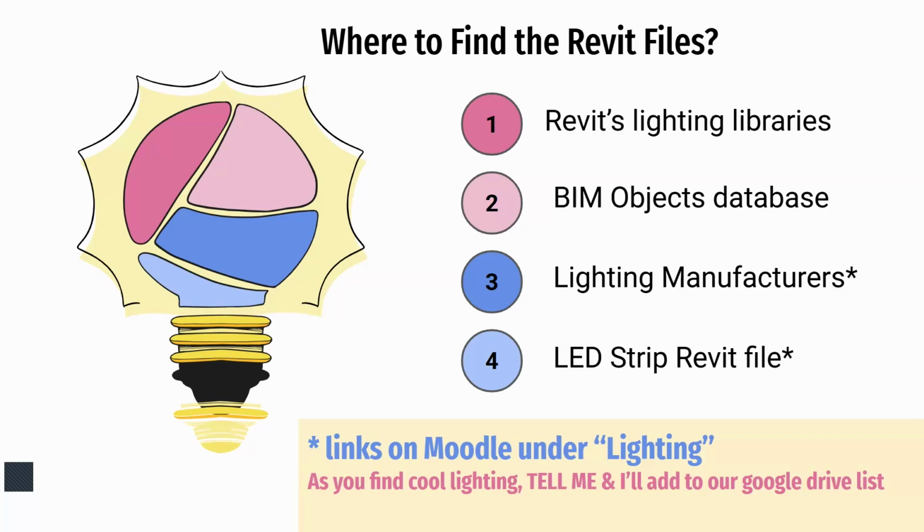So we can find them through the BIM objects database. We can find them at lighting manufacturers. There is an old LED strip Revit file that we used to use. It was kind of a hack, but last year we found out that Revit itself had some better ones. So let me close this up and I'll show you where those links are on the Moodle.